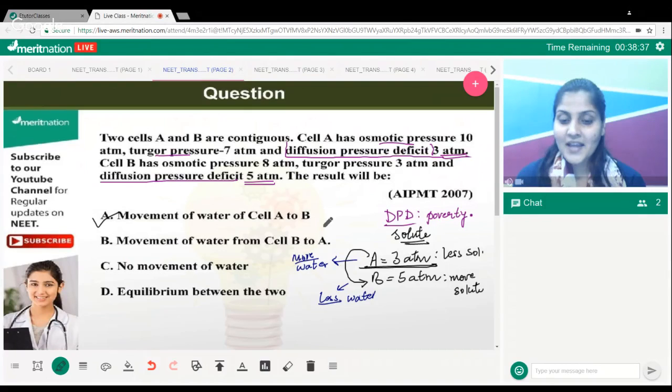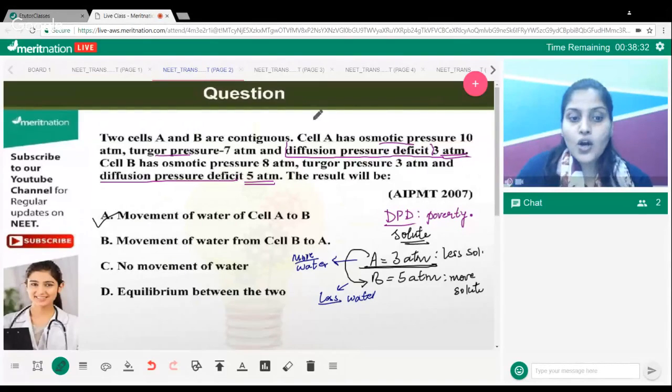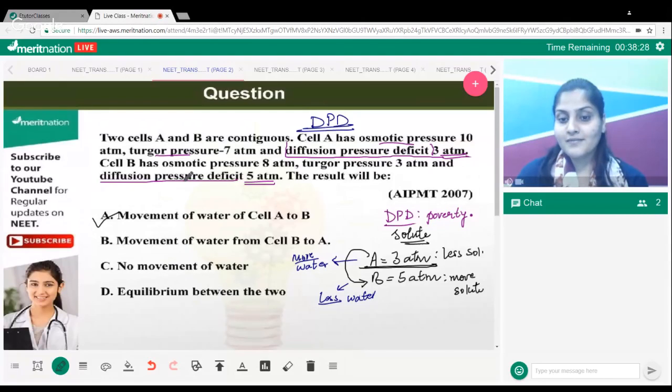Understand this thing. For such types of questions, always look out for the DPD value. DPD determines how much quantity of solute and how much quantity of solvent will be present in a particular cell, right? So if DPD is less, it means more water. If DPD is more, it means less water. Just keep it down somewhere and learn it. So the correct answer happens to be option A.